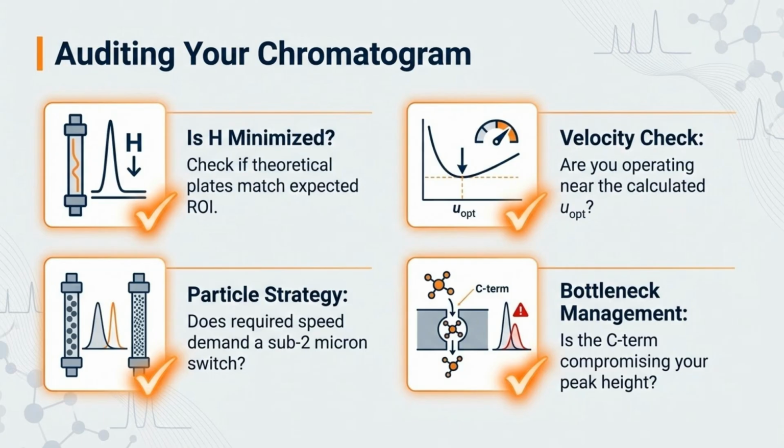Now for your performance audit. When you look at your next chromatogram, ask yourself, am I optimizing? If peaks are broad, which consultant is failing you? Is it the B term because you're running too slow? Or is it the C term because you're pushing a 5-micron column beyond its physical limits? A pro knows they can't just turn up the pump on an old column to save time. By using the Deemter model as your audit tool, you can justify every decision and prove your method is operating at the absolute peak of mathematical efficiency.